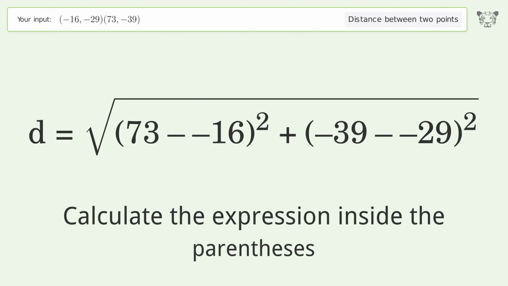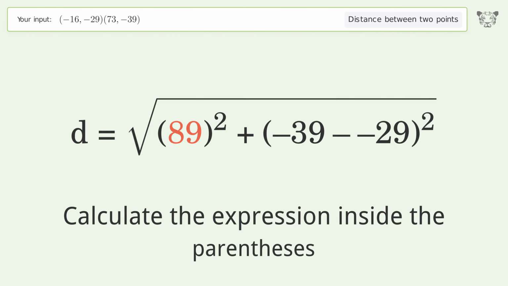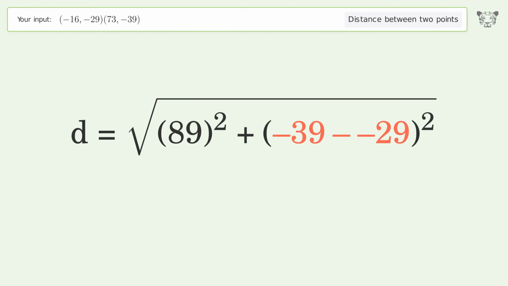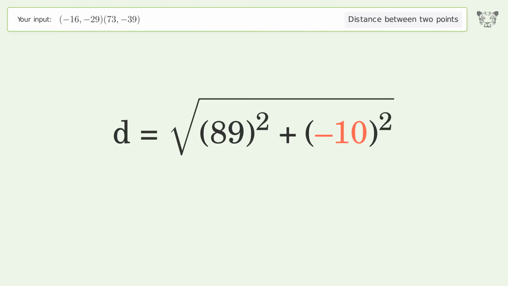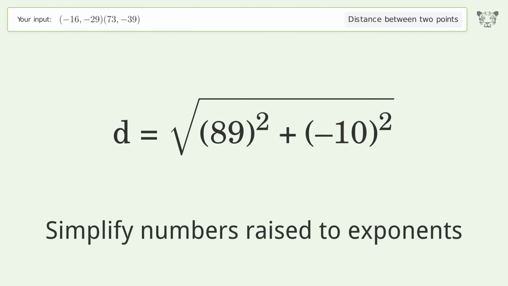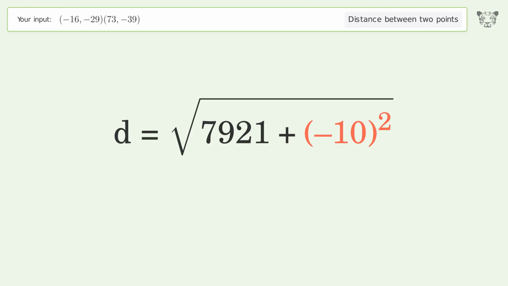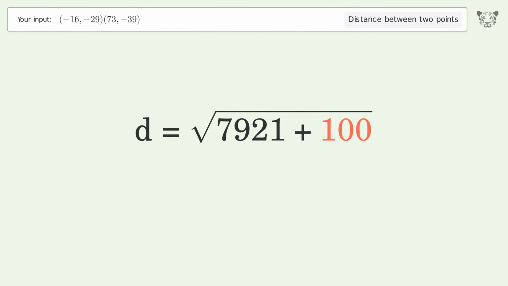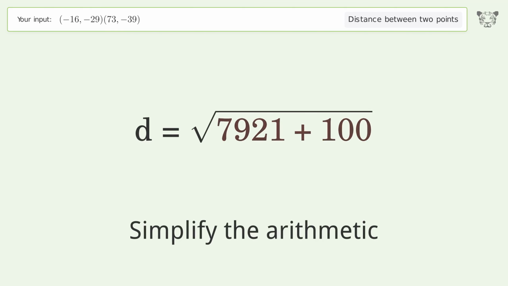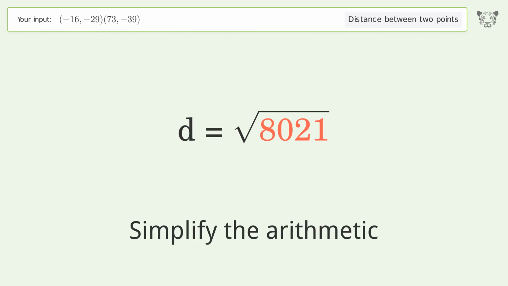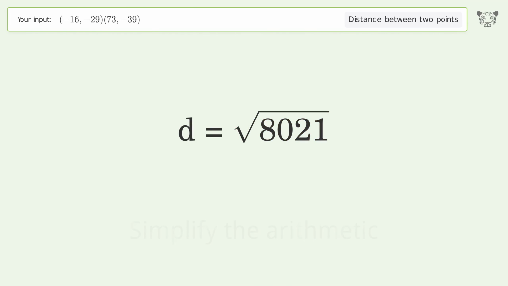Calculate the expression inside the parentheses. Simplify numbers raised to exponents. Simplify the arithmetic. And so the distance between the 2 points is the square root of 8021, or 89.56.